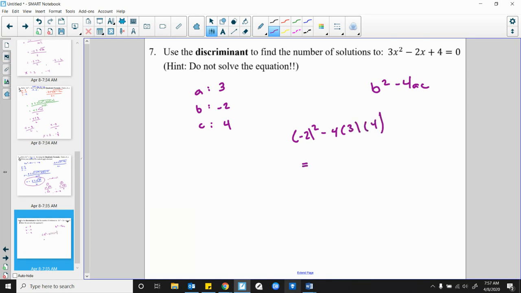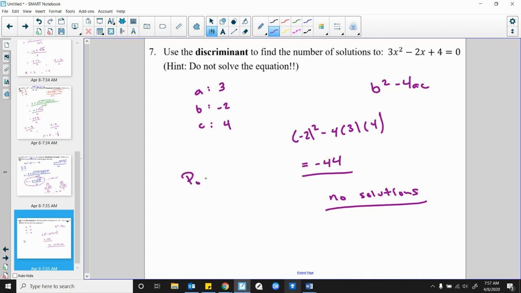That whole thing goes into my calculator. So in this case here, I'll have negative 2 squared minus 4 times 3 times 4. And I got negative 44. If I get a negative answer, I get no solutions. Okay? If I would have got a positive number, the answer would have been 2 solutions.